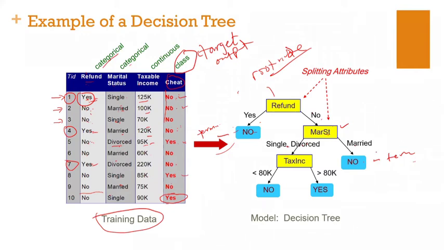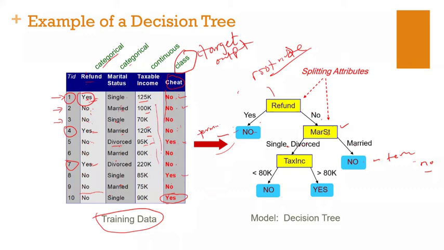Which means if you give me a new sample later that has a refund no, but marital status to be married, automatically I'll classify it as no. It's done. So now I'm left with single or divorced, and then I need to divide. Then I'm going to look into the taxable income. The taxable income, now I have to discretize.